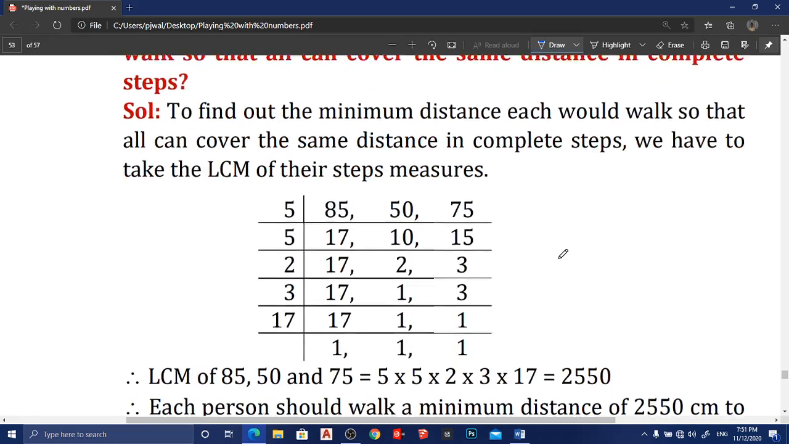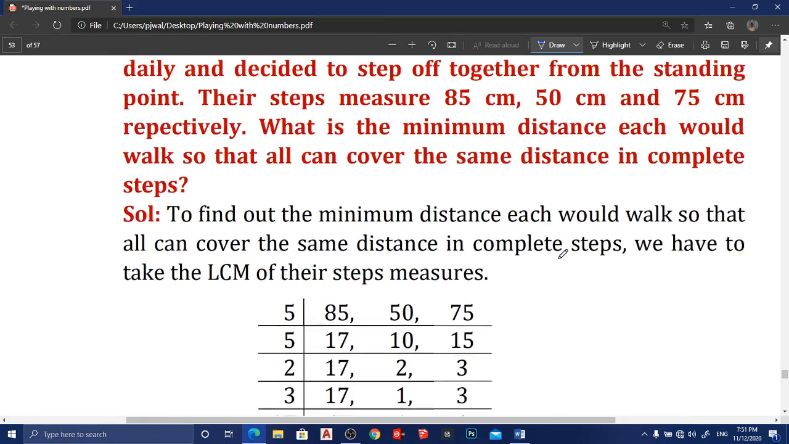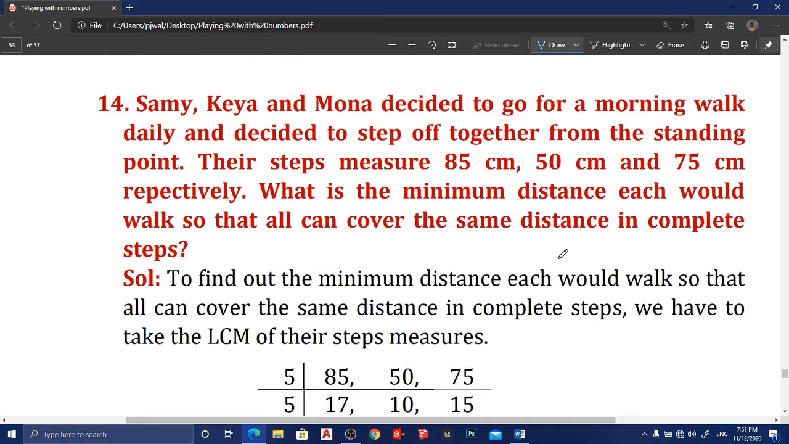Sami, Keya and Mona decided to go for a morning walk daily and decided to step off together from the starting point. Their steps measure 85 centimeters, 50 centimeters, 75 centimeters respectively. What is the minimum distance each would walk so that all can cover the same distance in complete steps?